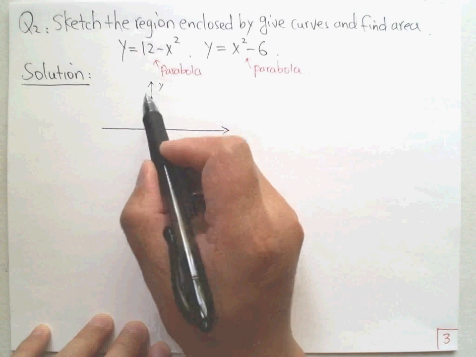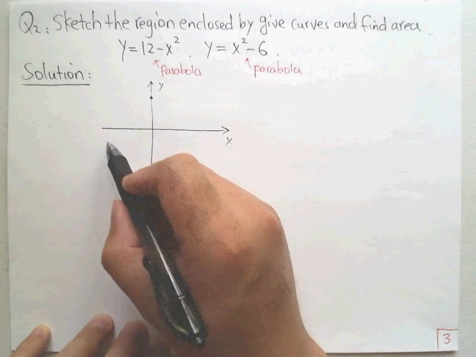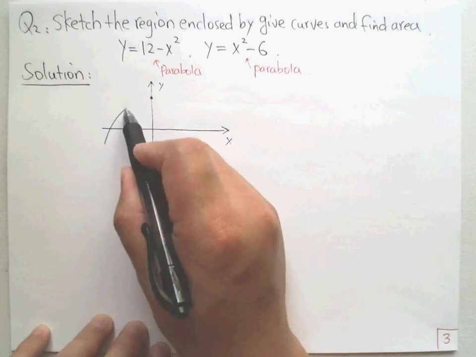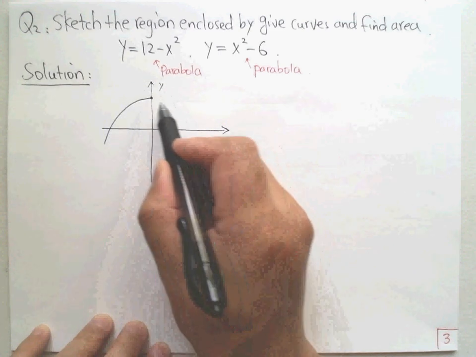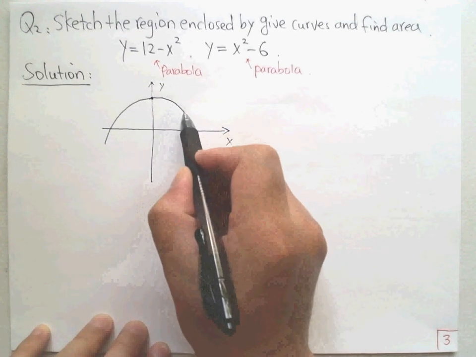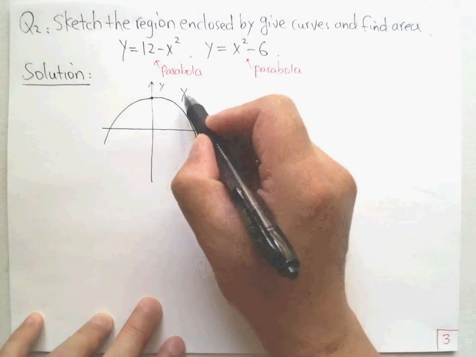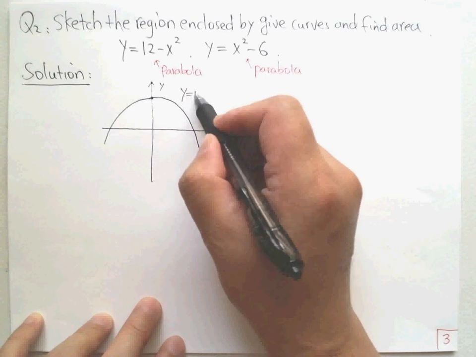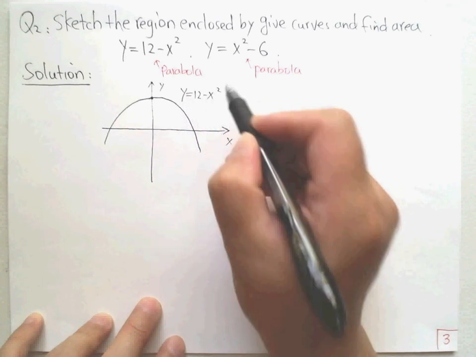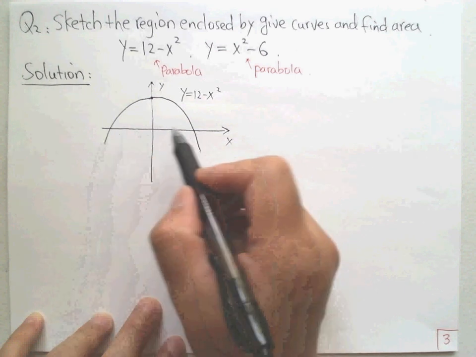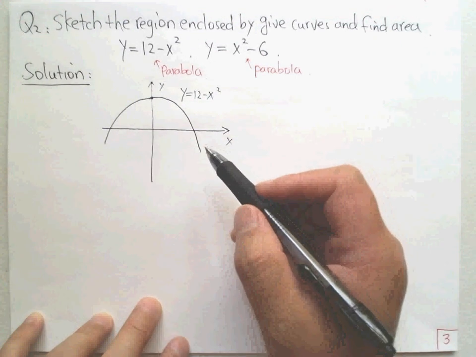Okay, this is the vertex, and then open down. I just roughly draw the graph. So probably it looks like this: the top, and then open down. Good. This is y equals 12 minus x squared. The intercept we can find, but we don't need it.